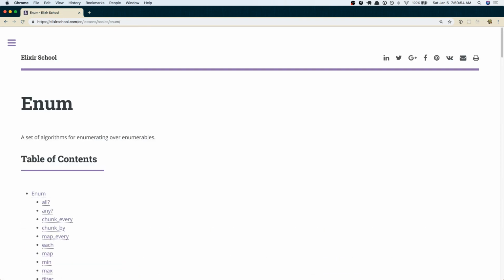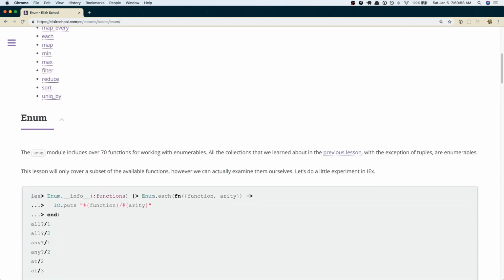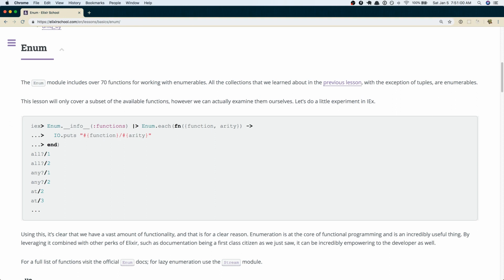Enum, a set of algorithms for enumerating over enumerables. The Enum module includes over 70 functions for working with enumerables. All the collections that we learned about in the previous lesson, with the exception of tuples, are enumerables. This lesson will cover a subset of the available functions. However, we can actually examine them ourselves. Let's do a little experiment in IEx.